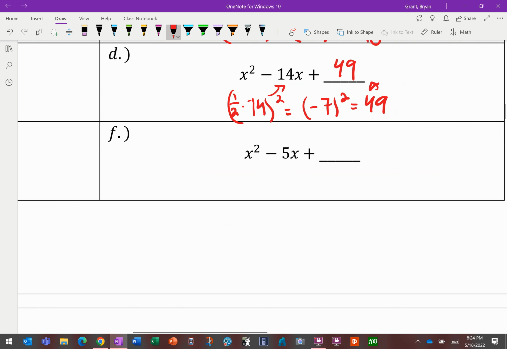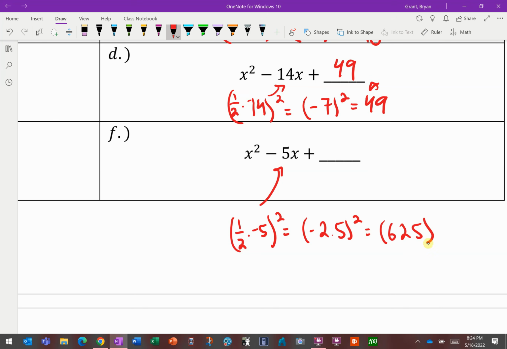All right, and now negative 5x. Same idea. We have to do half of negative 5 and then square it. We can go decimals this time if you'd like. Half of negative 5 is negative 2.5. I don't know negative 2.5 squared, but I do know 25 squared is 625. And then I'm just going to move the decimal 2 places in because we have 0.5 and 0.5. So I think plus 6.25 would give us that perfect square trinomial.